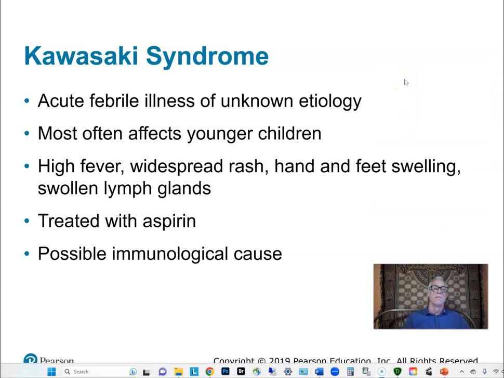Kawasaki syndrome. It's an acute febrile illness of unknown etiology. There's something, just when you think we know pretty much everything, we don't. Most often affects younger children. An unexplained high fever, widespread rash, hand and feet swelling, and swollen lymph glands. But no microorganism can be isolated. No one knows what causes it.